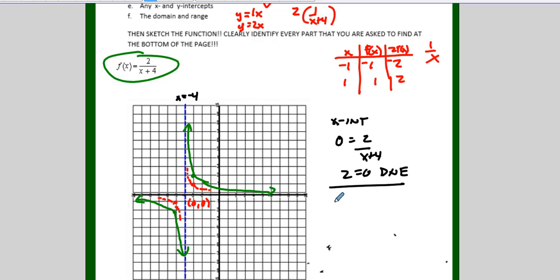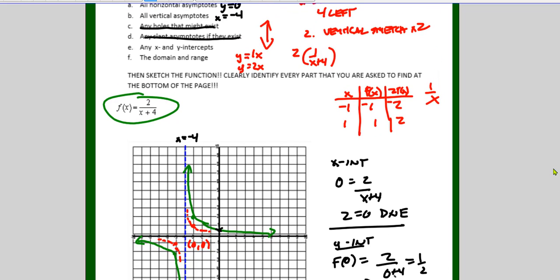Now the y-intercept, this time there actually is 1. So again, we evaluate the function at 0. F of 0 this time is 2 over 0 plus 4, which is 2/4, which is a half. So right here you can see there is your y-intercept, which would have coordinates 0, 1/2.